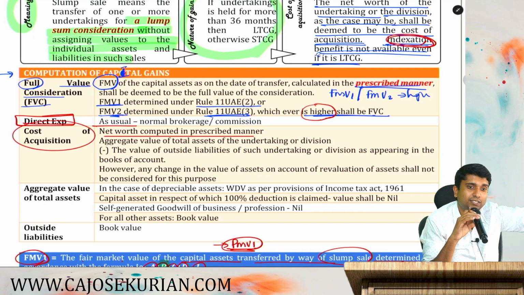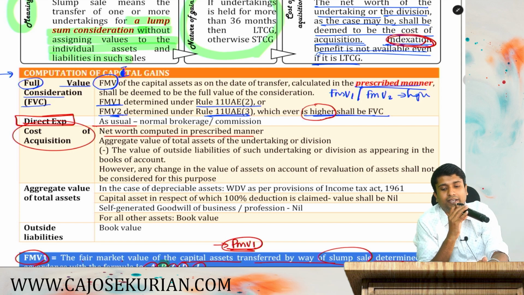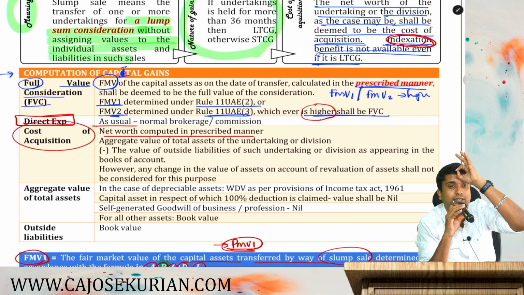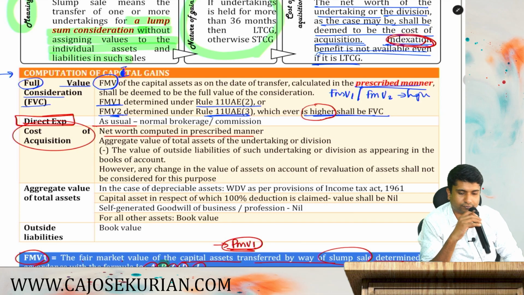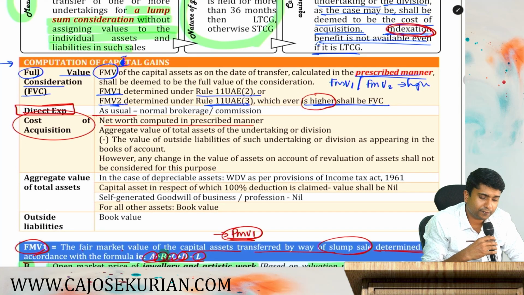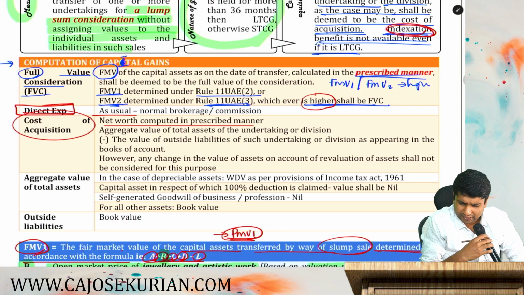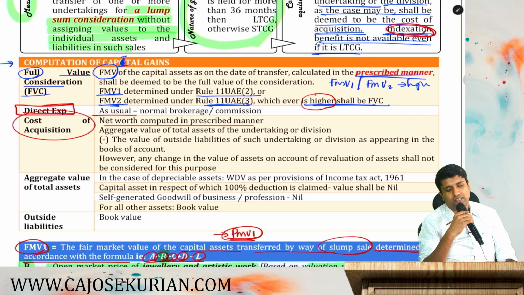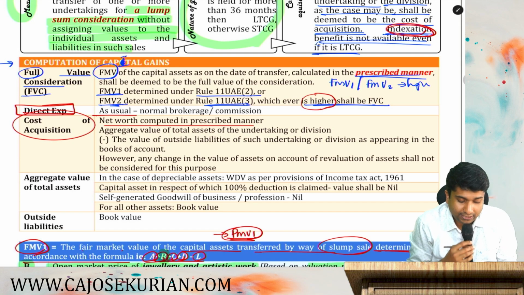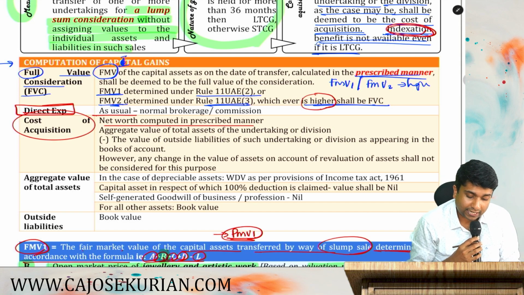Even before 23rd July 2024, you will not be getting indexation on slump sale, because while computing slump sale, nobody is supposed to claim indexation. Whether it is before or after 23rd July 2024 doesn't make any difference. Moving on. So where were we? We were at cost of acquisition. So how do we compute the cost of acquisition? You take the net worth, which is computed in the prescribed manner.